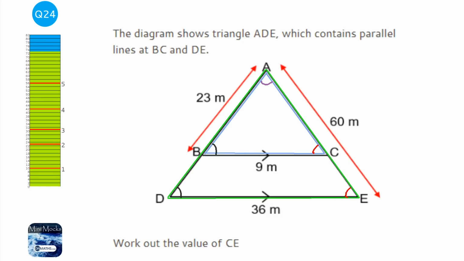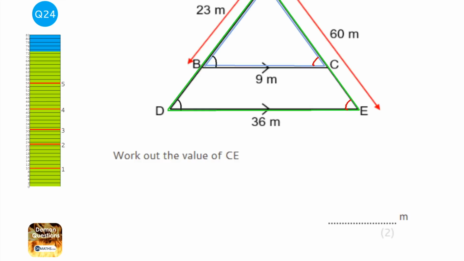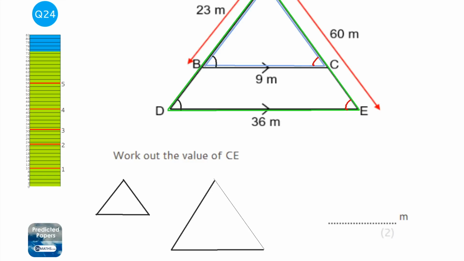And mathematically similar means all the angles are the same, but we've just multiplied all the lengths by something to get to the new triangle. So, important first step of this is to draw out the two triangles. Okay, and I'm just going to sketch them out roughly. So a small one, and we've got the big one. And then copy the lengths. So this is going to be 23, this is going to be 9, this is going to be 36 at the bottom here, and this one's going to be 60.